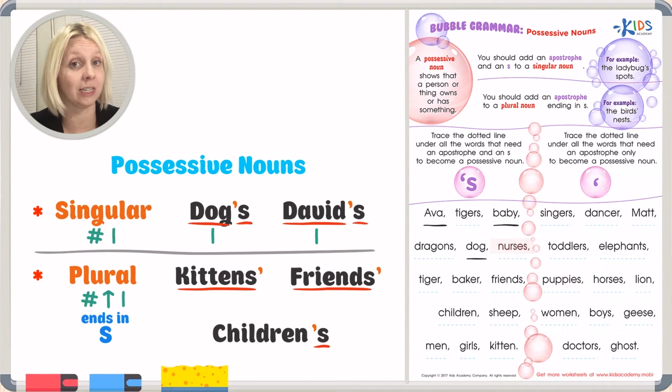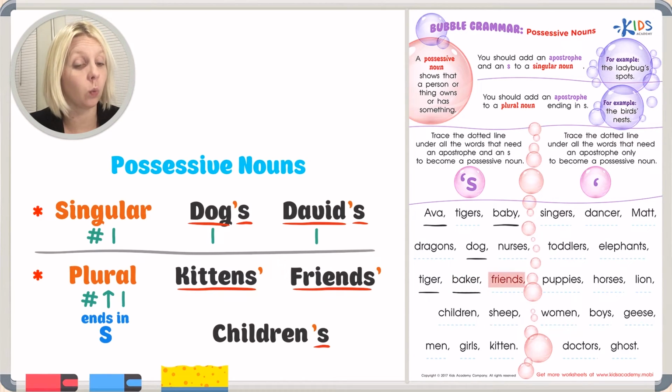What about nurses, ending in S? More than one nurse. How are we going to show that they own something? We would need to add an apostrophe, not an apostrophe S, because it's more than one. We're looking for the one or the singular. Let's go on to the next one, tiger. If we wanted to talk about something belonging to the tiger, we're going to add an apostrophe S on this one. Baker, again, it's just one, so we're going to need apostrophe S.